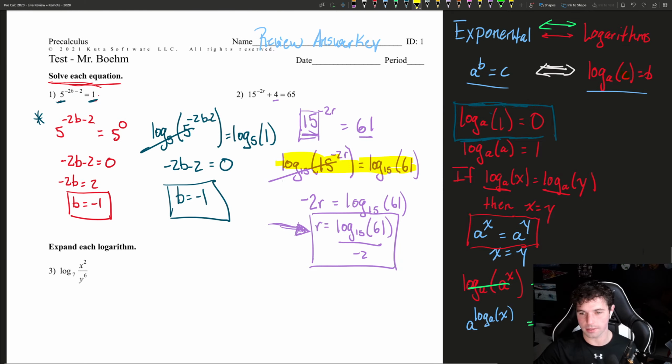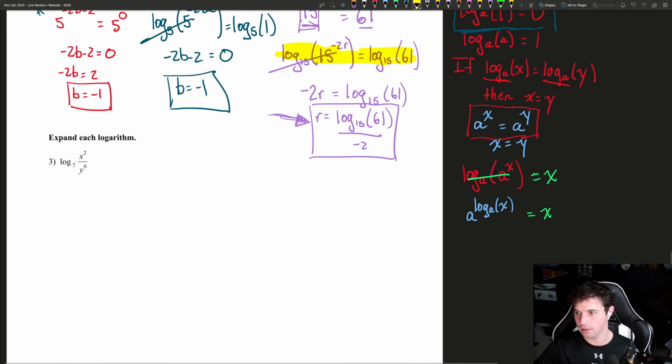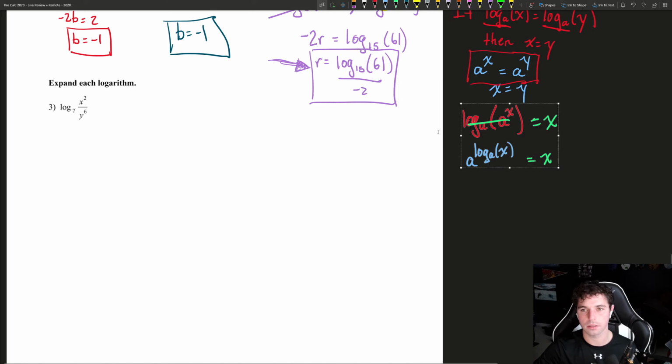And I realize you can't see the bottom. This stuff, my bad. That's the inverse property. Right, log base a of a to the x is just equal to x. A to the power of log base a of x is equal to x. Right, these 2 things undo one another.